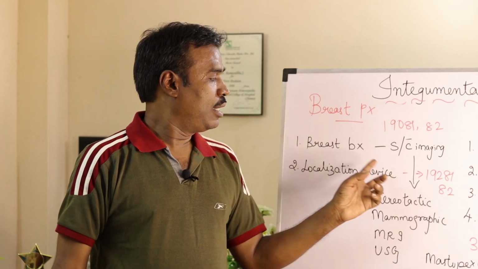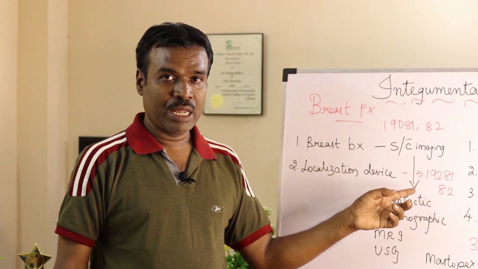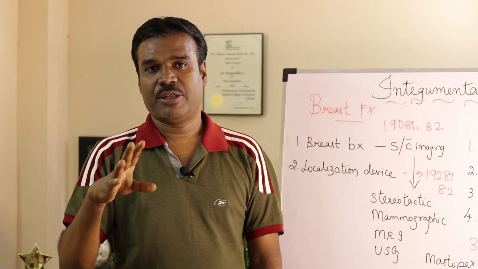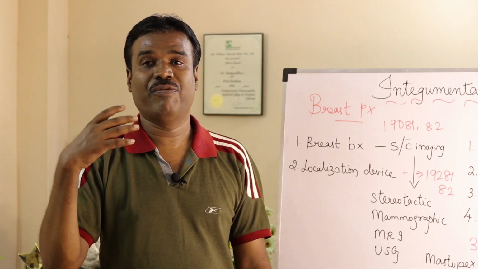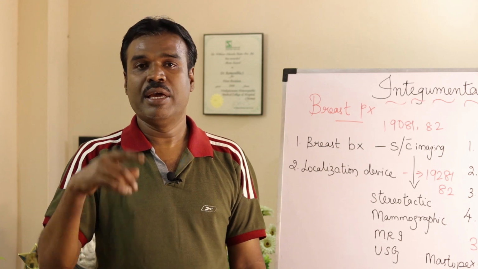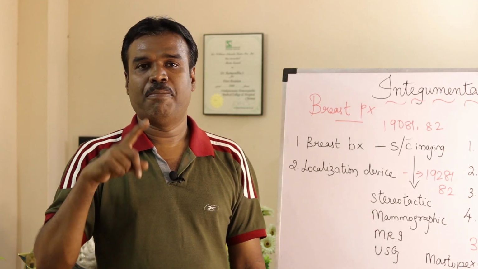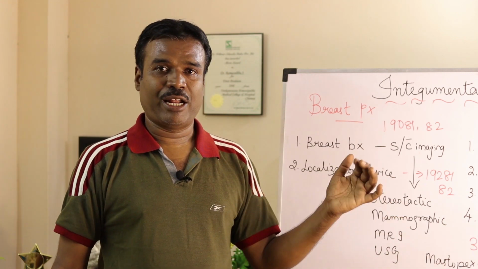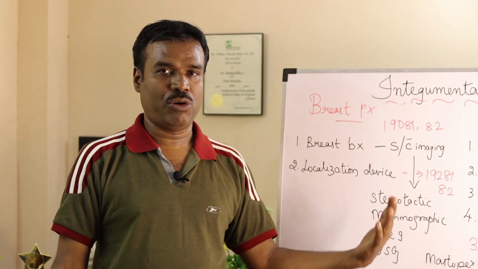Here the provider is placing the metallic wires under a mammographic guidance. He is placing two markers. You should understand the number of markers is not necessary. Actually, the number of lesions that are treated is necessary. The provider might place two markers in one site itself, but you will have to report only one code, which is 19281. When there are multiple lesions treated, then you can report the add-on codes.